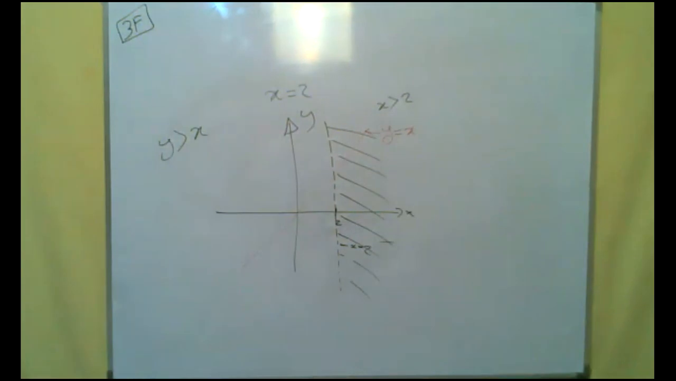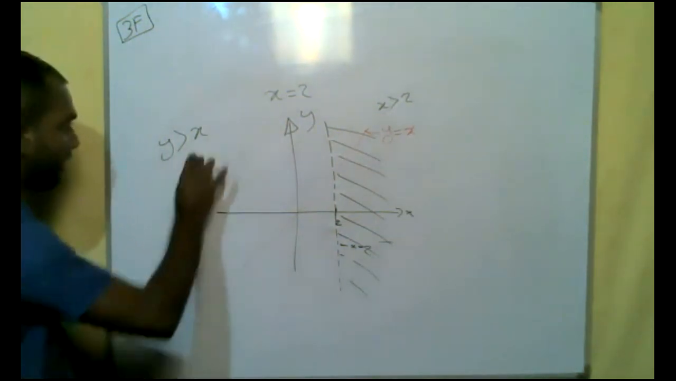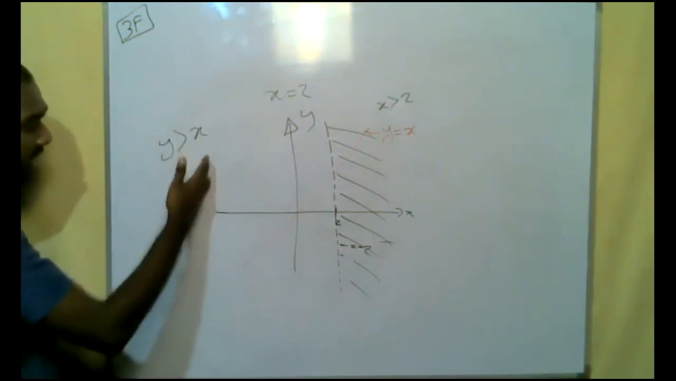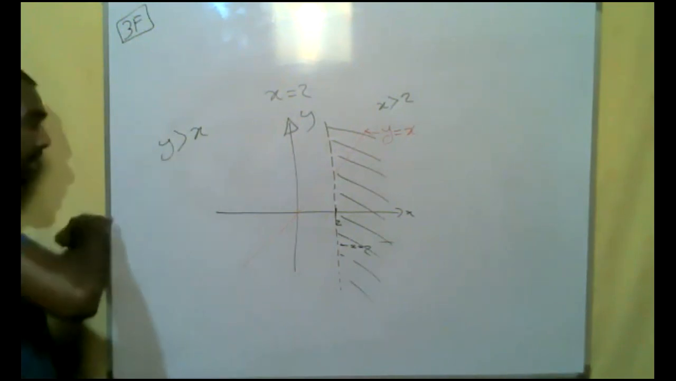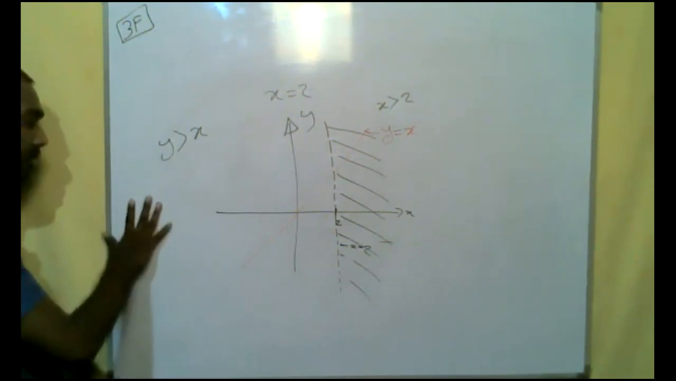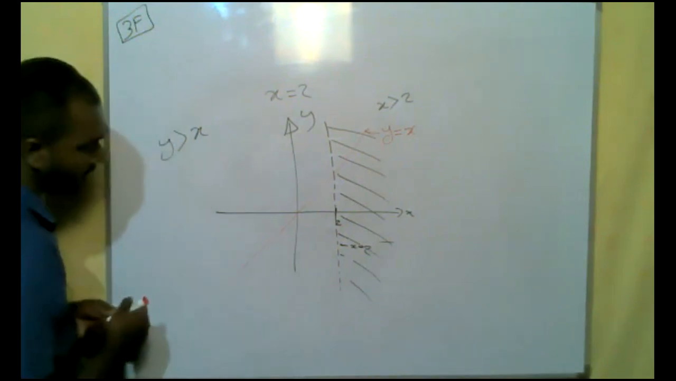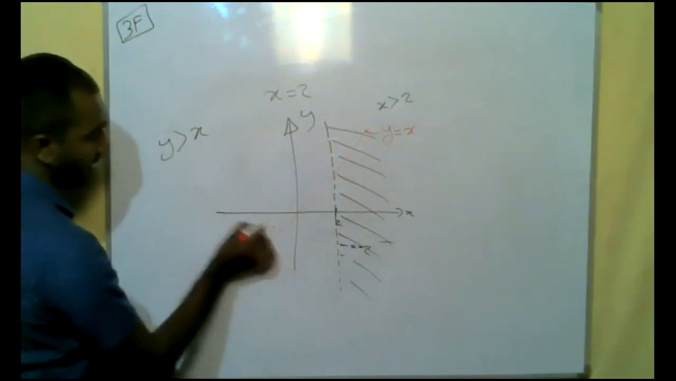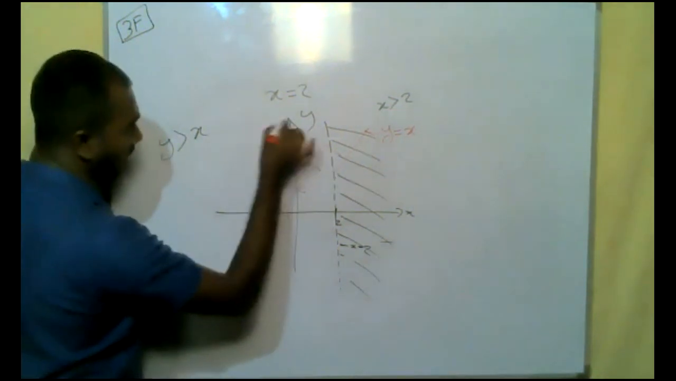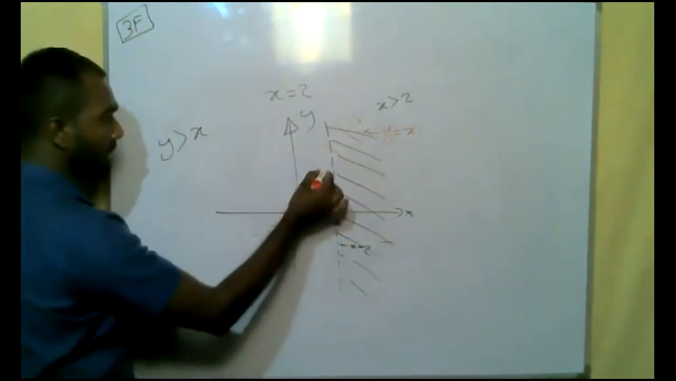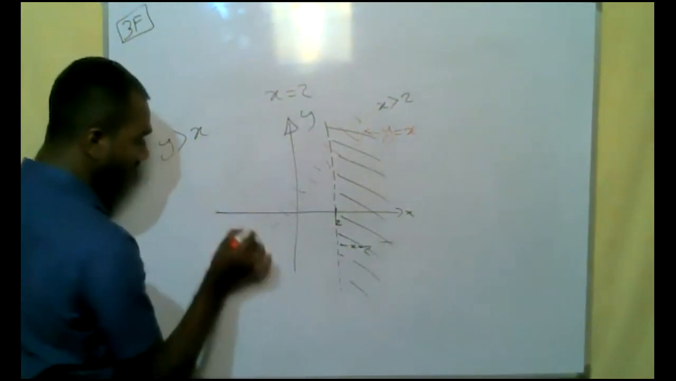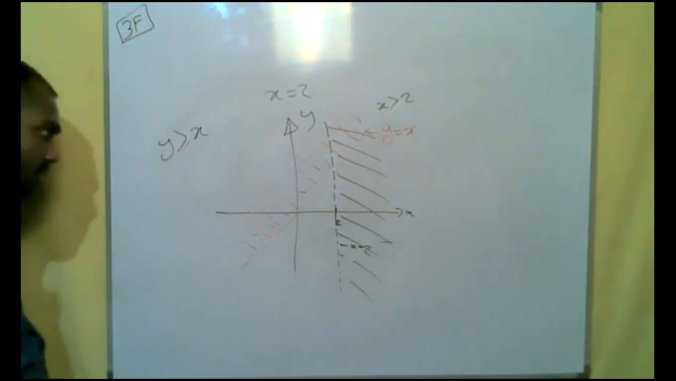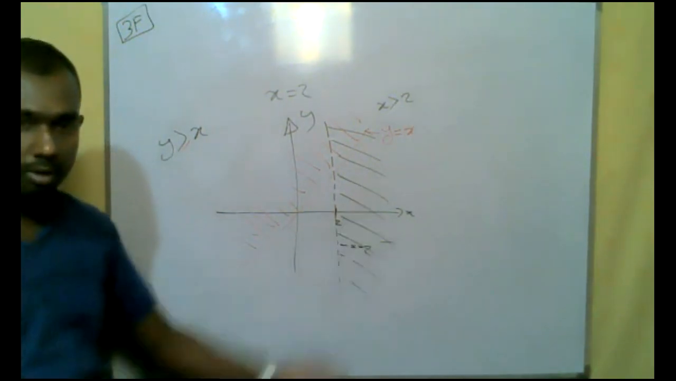And I need the values of y to be greater than x. Think, if x is 1, y should be greater than 1, that means 2 or something. If x is minus 5, y should be greater than minus 5, that means minus 3, minus 2, something like that. So what will be the region? We have to take the upper side of this red line. And now think this can be equal or greater than x, so it is not going to be a dotted line.